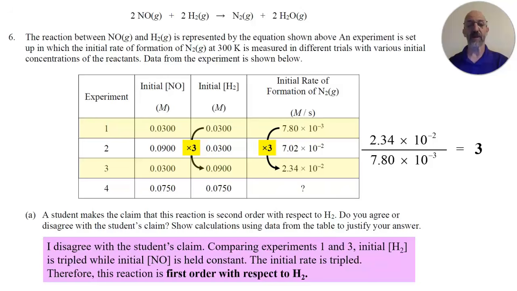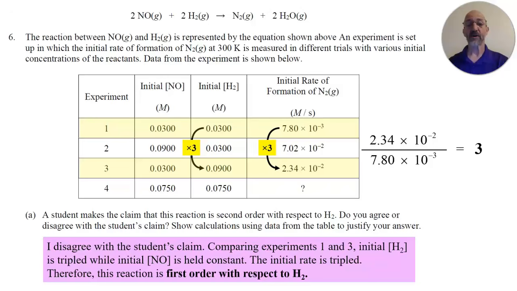So here's what I said. I disagree with the student's claim. Comparing experiments 1 and 3, the initial concentration of hydrogen is tripled while the initial concentration of nitrogen monoxide is held constant. The initial rate is tripled, so therefore this reaction is first order with respect to hydrogen.